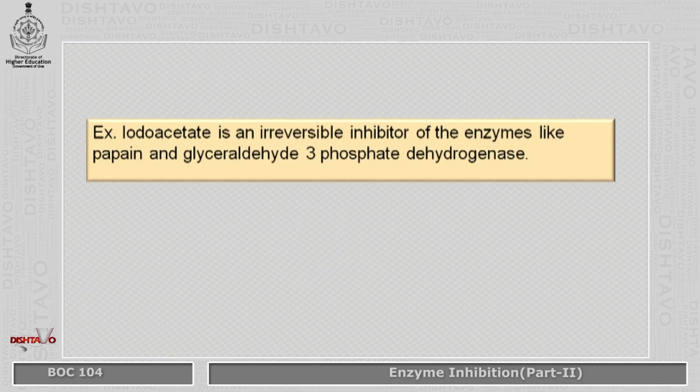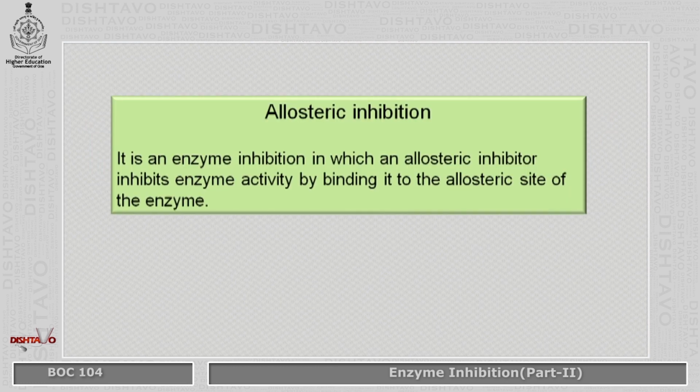Now, this is a very good example of the irreversible inhibition where iodoacetate is an irreversible inhibitor of the enzymes like papain and glyceraldehyde 3-phosphate dehydrogenase. Now, coming to the allosteric inhibition. In this type of inhibition, there is an allosteric inhibitor which will inhibit the enzyme activity by binding to the allosteric site of the enzyme.